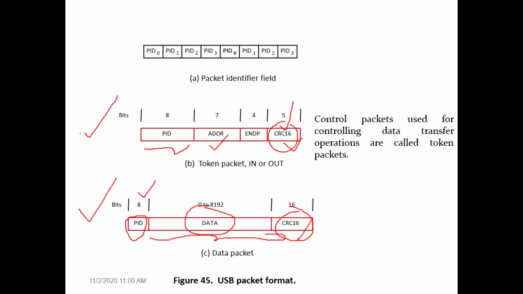So this is about control and data packets, and about the PID, how the 4-bit PID is written twice to make it 8-bit. Every packet, whether it is a control packet or a data packet, will have a PID to identify what kind of information is carried by that particular packet.